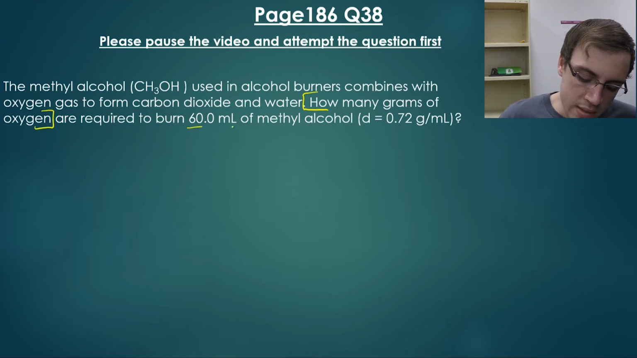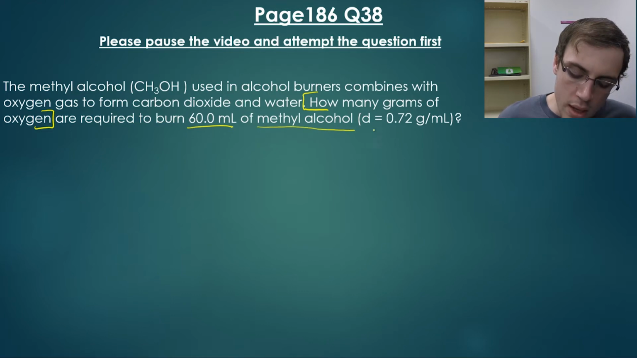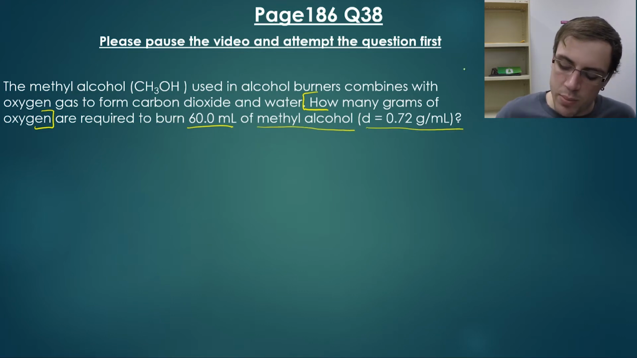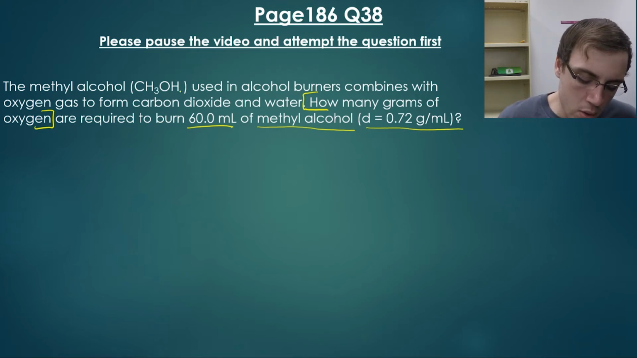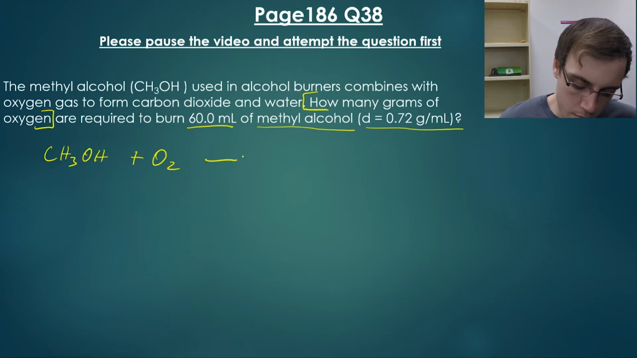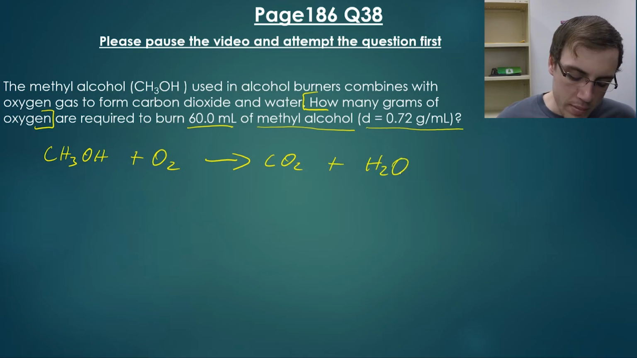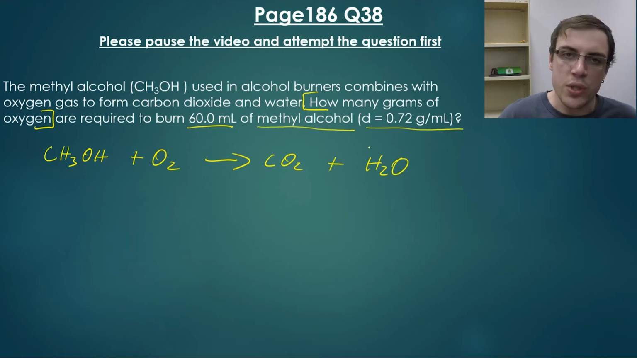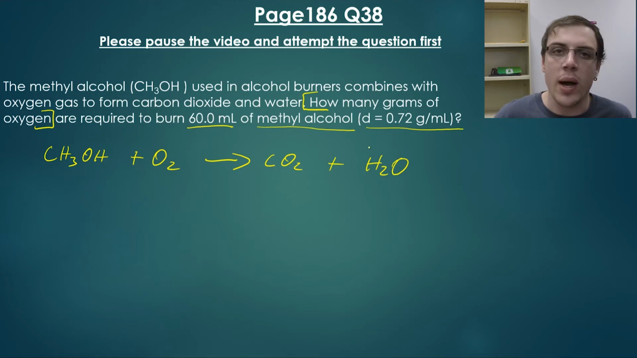So how many grams of oxygen, so I'm going to put a square here, are required to burn 60 ml of methyl alcohol, and that has a density of 0.72 grams per mil. So what I'm going to do here is our methyl alcohol combines with oxygen gas, so plus O2, and that's going to react to form carbon dioxide and water. Now, I see a bit of a problem here because we are not balanced, okay? We have four hydrogens and 2 hydrogens.